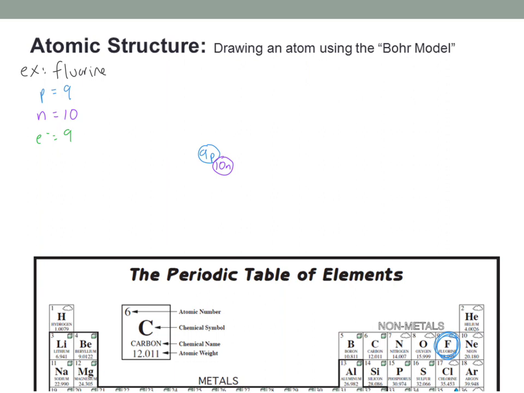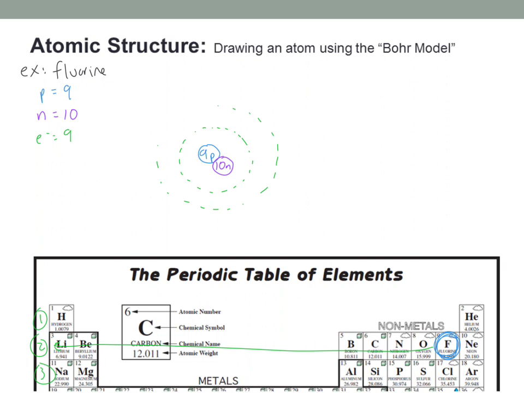Now what I need to do is figure out how many orbitals or how many shells there are for this given element. And the way we do that is we just simply need to look at what row number, what period, that element is in. So if I look at fluorine, remember your periods are your rows. So this is the first, the second, the third period. And fluorine apparently is in the second period. So since fluorine is in the second period, it's in the second row, I know that it has 2 shells or 2 orbitals.